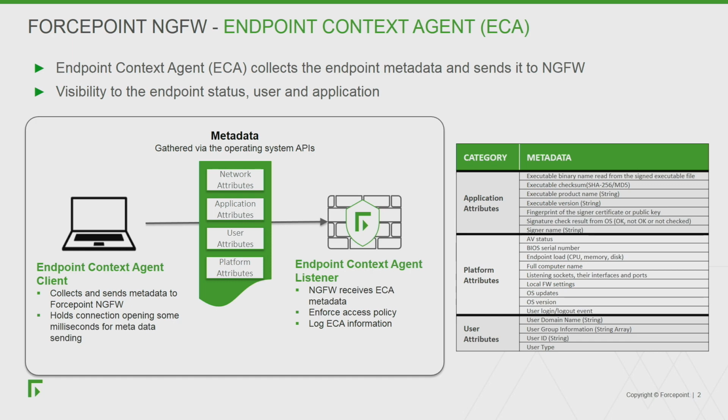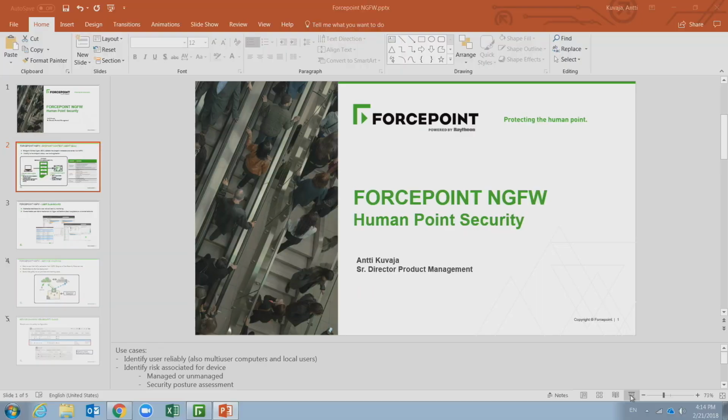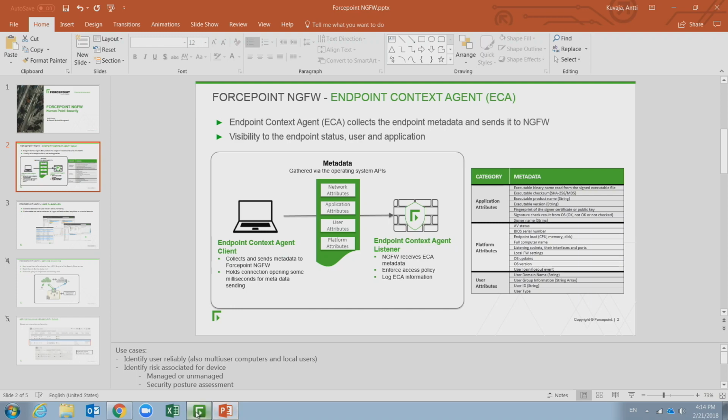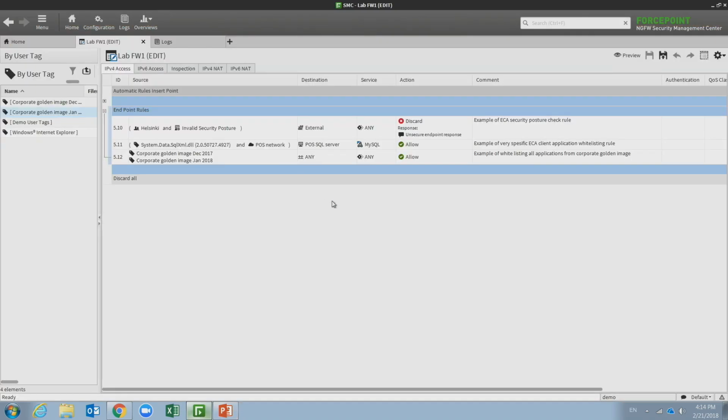Let me show a couple of examples of what we can do in the product itself with the context agent information. Let me try to zoom in on this one. Okay, for some reason it doesn't allow me to do that.